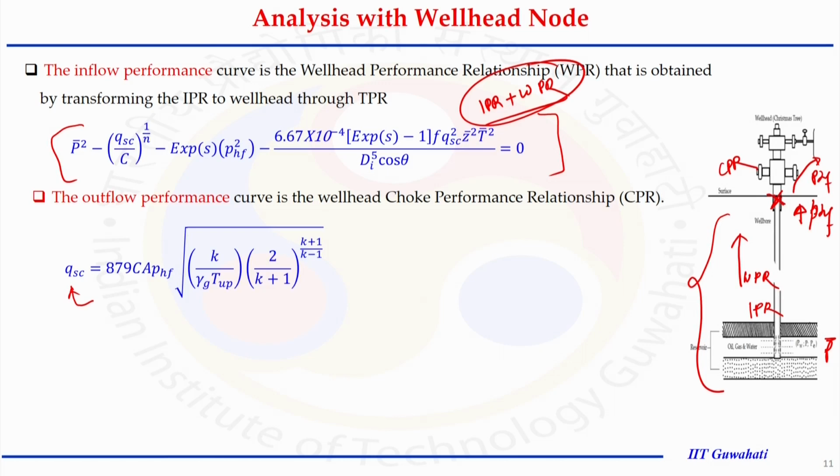This expression again depends on what type of flow we have in the choke device, that may be sonic or subsonic. We are assuming this is a sonic flow. The equation can be replaced with the subsonic flow equation if subsonic flow exists at this particular node. Important is, now we understand the inflow relation and outflow relation at this node, and using these two equations, we can calculate the operating condition at this particular node.